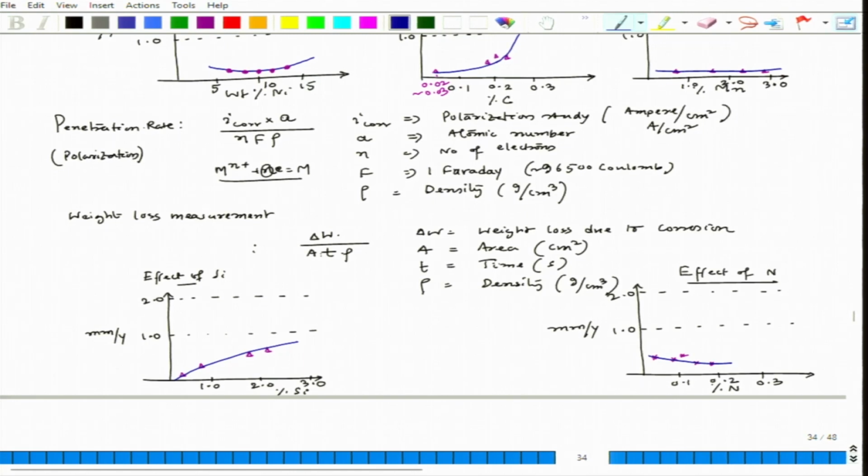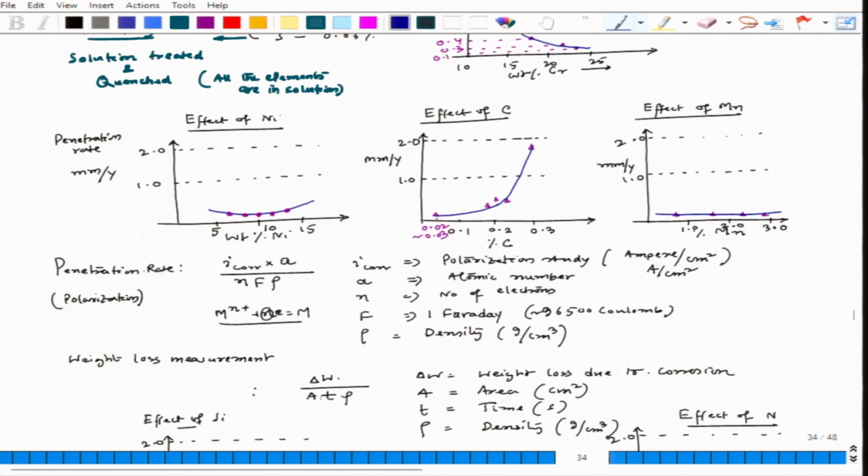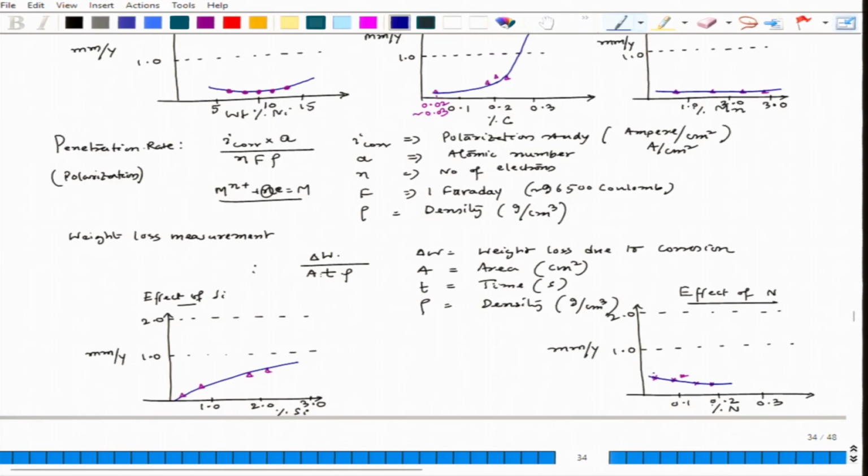This microstructure is austenitic stainless steel, and the heat treatment is solutionized annealing and then quenching, so that everything is in solution, and then finally we get the variation of corrosion rate in terms of penetration depth per year. And we could see that the effect of chromium is strong, the effect of carbon is strong. So, these two elements are very critical. In fact, the effect of silicon is also fairly strong compared to nickel and manganese.